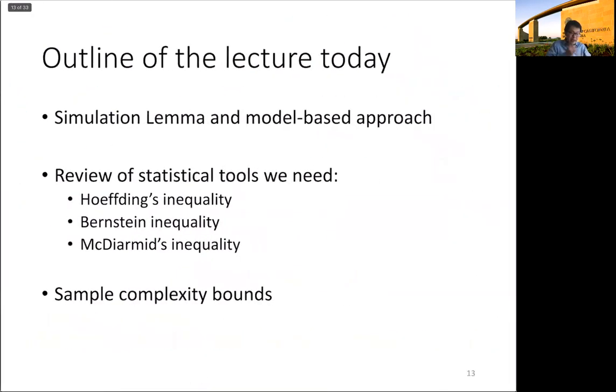Okay, so in the remainder of today's lecture, we're going to talk about a couple of approaches to analyzing how large this N is as a function of epsilon, or bounding epsilon as a function of N, and as N goes to infinity, this epsilon should go to 0. We'll talk about some of the key results in Markov decision processes, such as the simulation lemma, and we will review some of the statistical tools that we need to analyze the sample complexity.